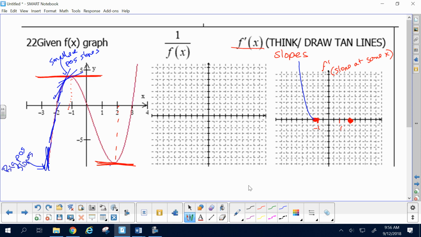What about the slopes between the other two zeros, between -1-ish and 2-ish? What kind of slopes? Negative. So where will my derivative graph be? Below the axis. Until it has to be 0 again, so I guess it has to come up and meet that guy. And then after 2, the slopes go back to positive. That then is the derivative.